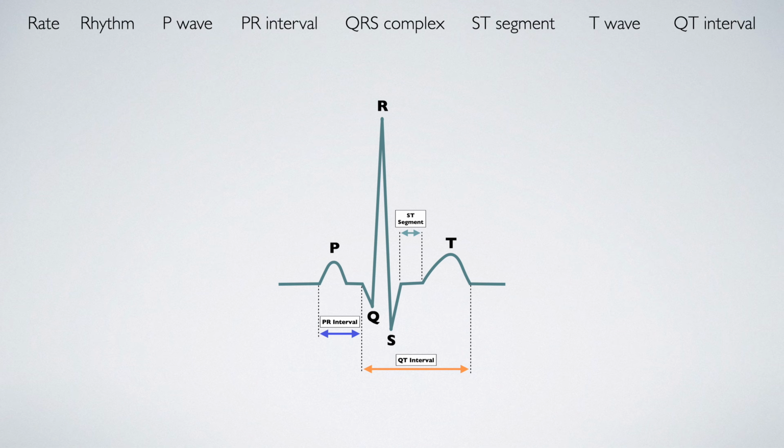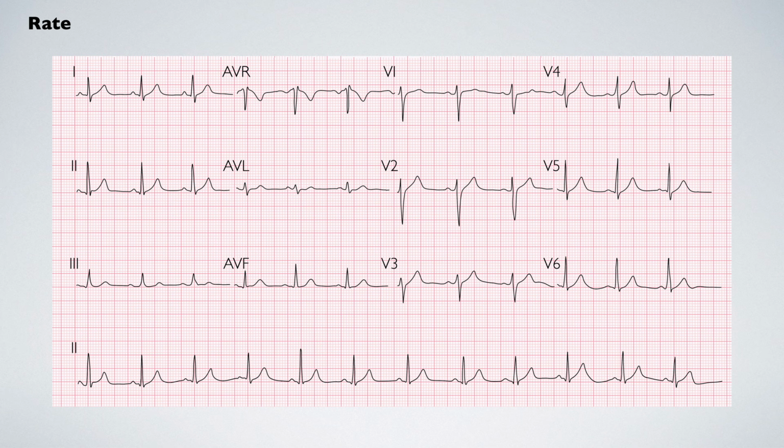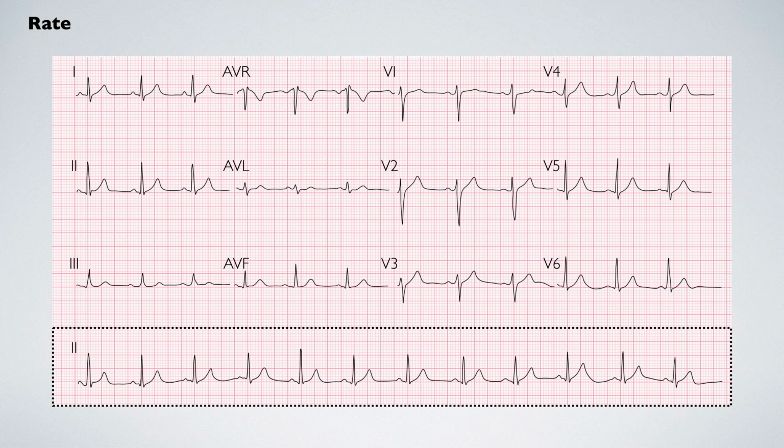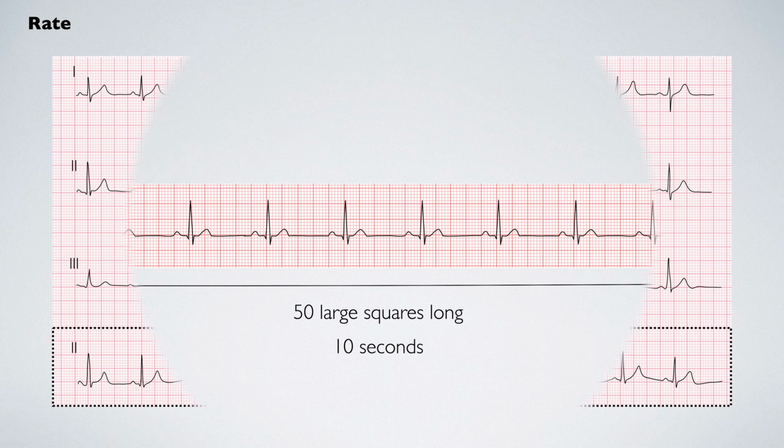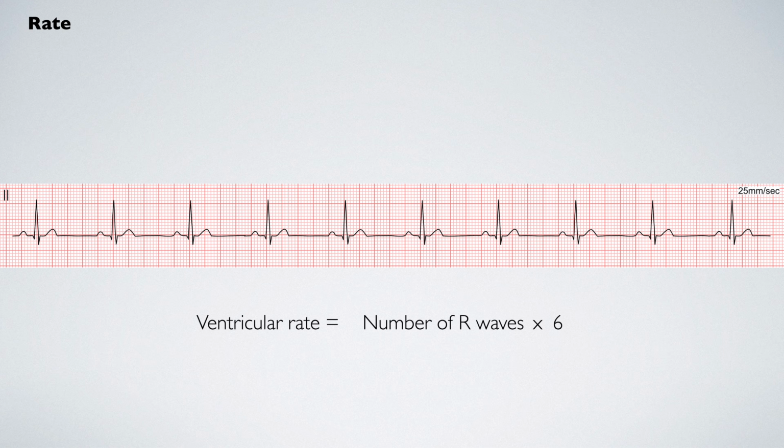Let's now talk about how to assess the rate and rhythm of an ECG. We'll start by looking at the rate. The first step is to identify the rhythm strip. This is located at the bottom of the 12-lead ECG and is a 10-second recording of lead 2. There are two key ways to rapidly assess the ventricular rate.